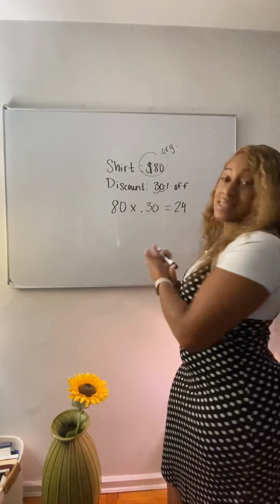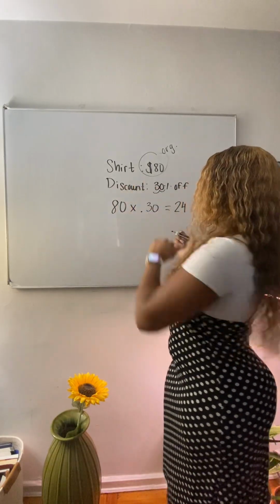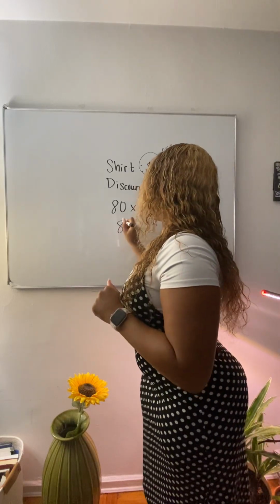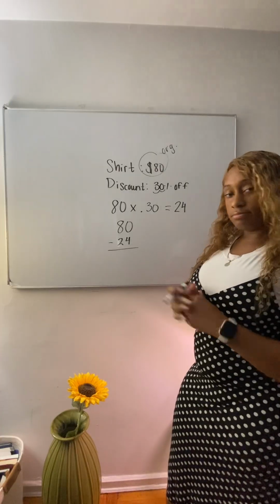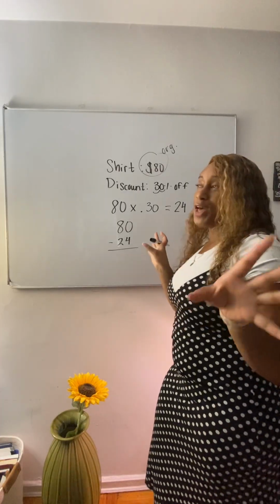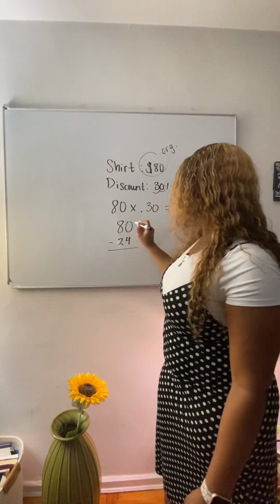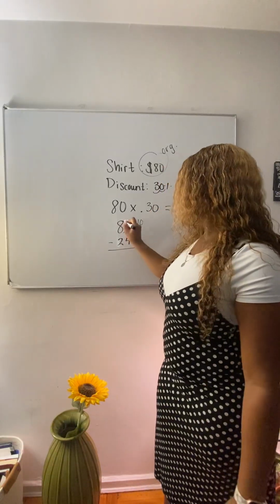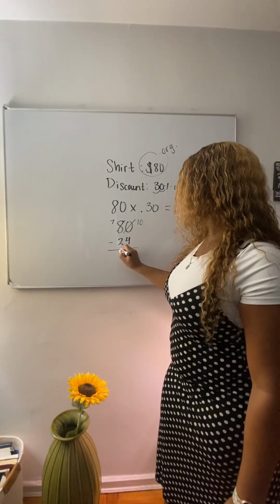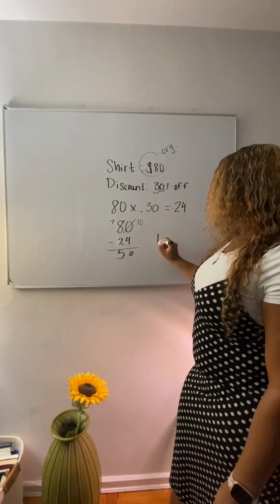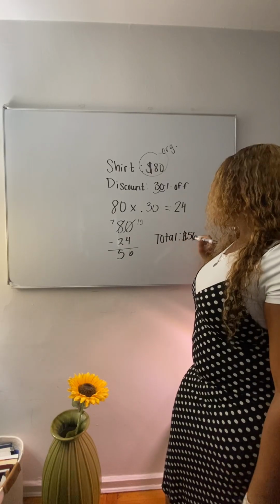So if something is discounted, that means we're taking away, reducing that amount. So we want to take that 80 and we want to minus the 24. Let's bring ourselves back to first grade, second grade, when we were learning to add and subtract integers, right? That becomes 10. This reduces down to 7. This is going to give me 6, and this is going to give me 5. So my total amount is going to be $56.